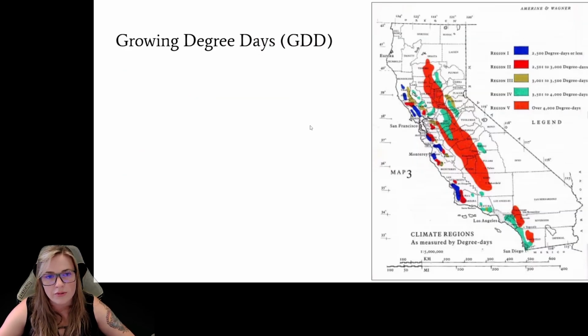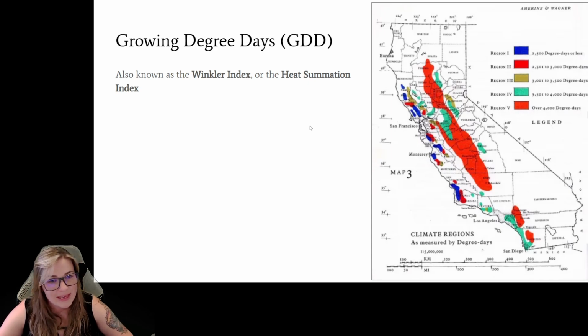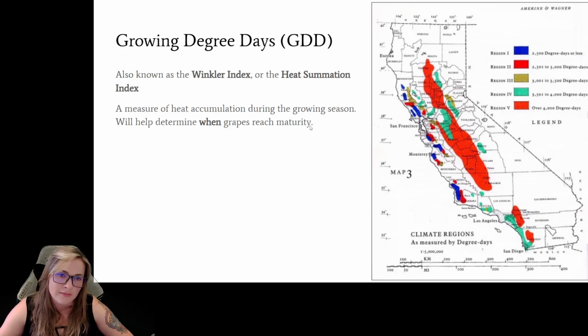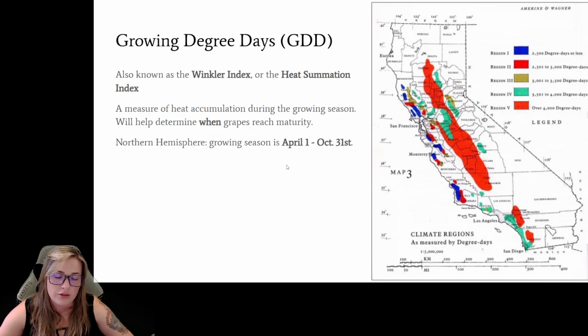So growing degree days, also known as GDD, also known as the Winkler Index or the Heat Summation Index. So if you see that, they're all related. They're all friends, right? So it's technically a measure of heat accumulation during the growing season. This will help determine when your grapes will reach maturity, which is very important for selecting what grape varieties will be successful in your vineyard.